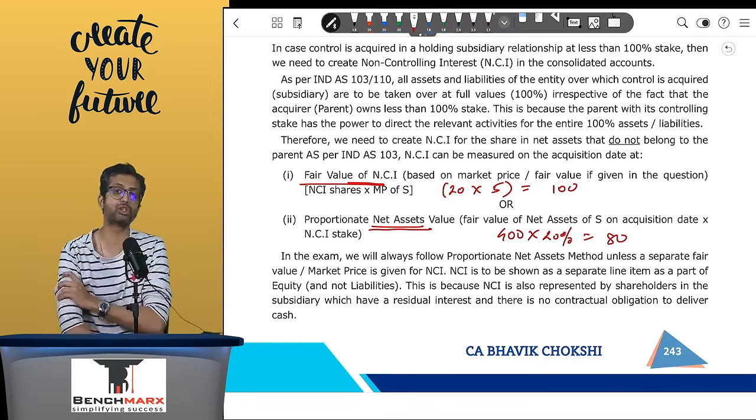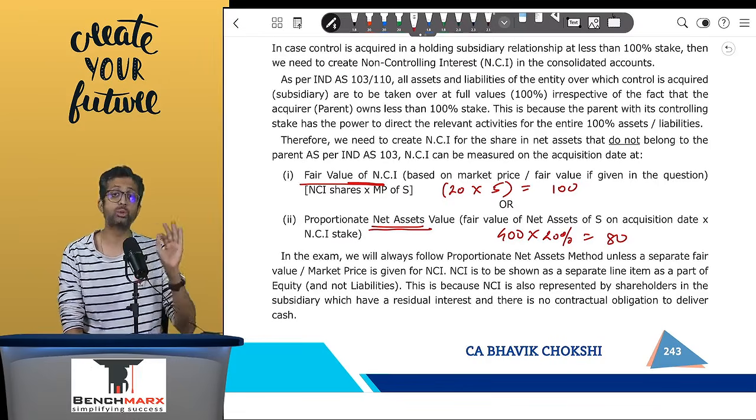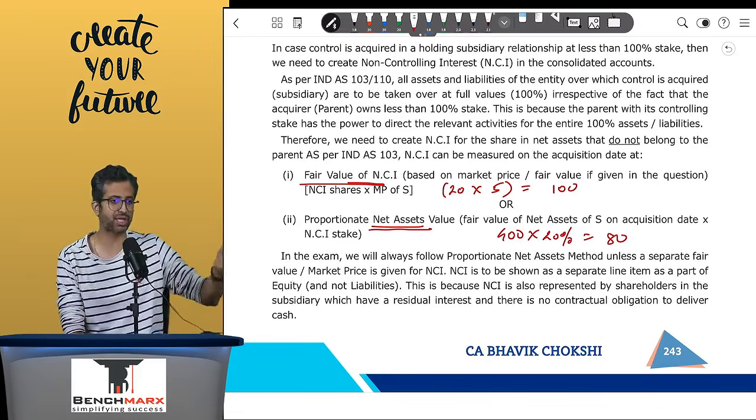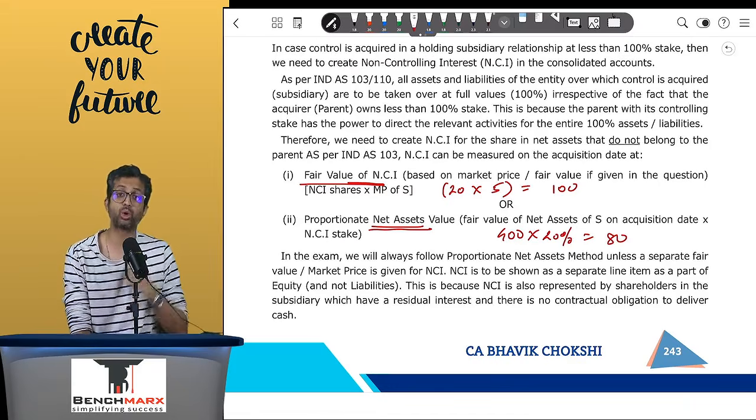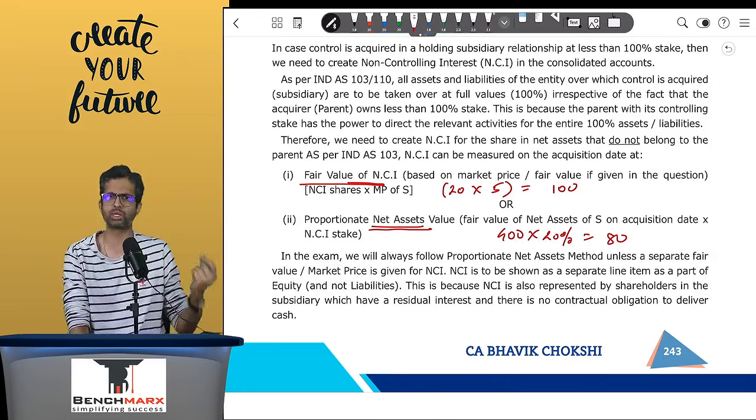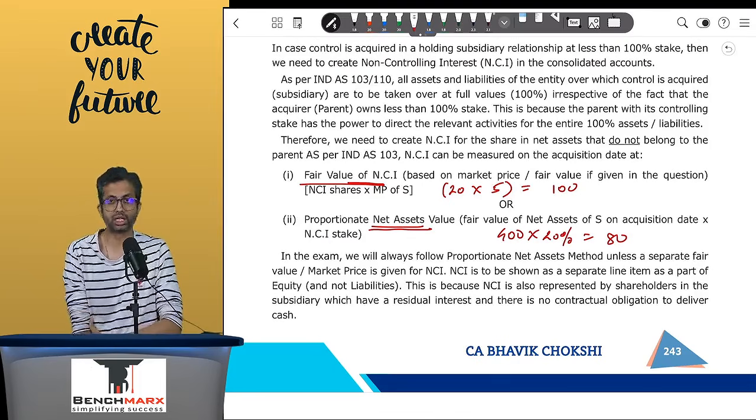Now in the exam, which method to use? Generally, if nothing is given, you will use the proportionate net assets method because the fair value of net assets taken over would almost always be available. But if the question specifically tells you that it wants to measure the NCI using the quoted market price or fair value method, then you can take that from an exam perspective.